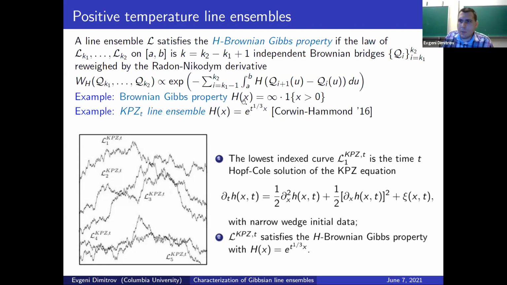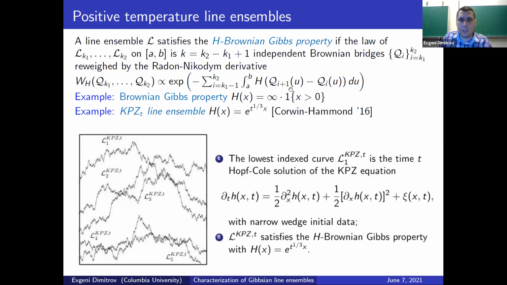Now, to relate this to something that we've seen before, there is a simple choice for H that brings us to the Brownian Gibbs property that we discussed, which is if you take H to be the function that is infinity when x is positive and 0 otherwise. So what happens to this Radon-Nikodym derivative if you pick this choice of function H?